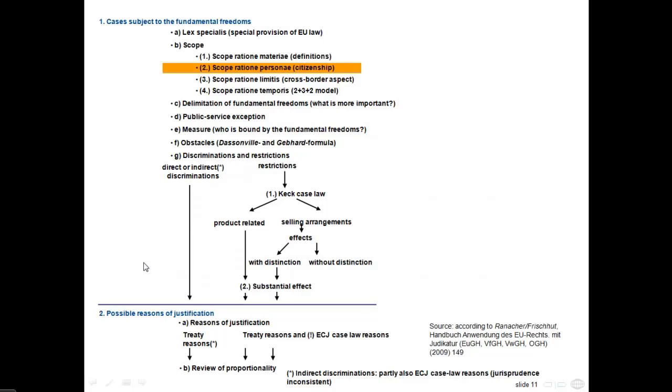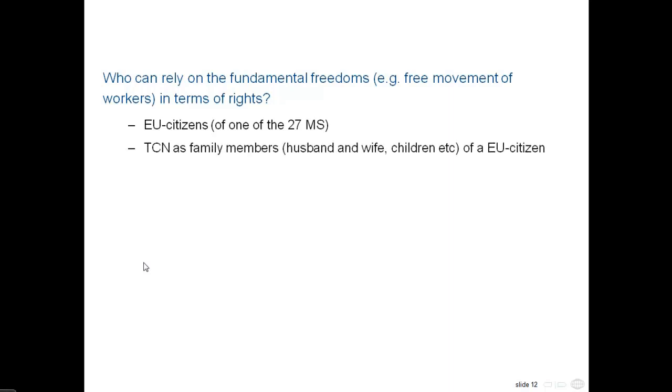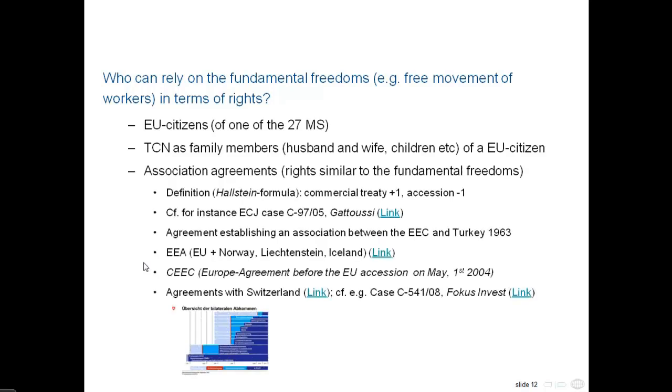Then we have to see who can rely on the fundamental freedom. First of all EU citizens, meaning persons holding a passport of one of the member states, can rely on EU law. The same is true for third country nationals who are family members of an EU citizen. Last but not least, also third country nationals who cannot derive certain rights from family members can rely on EU law under certain conditions. If you are from a third country and want to find out for your case, I'll show you how.